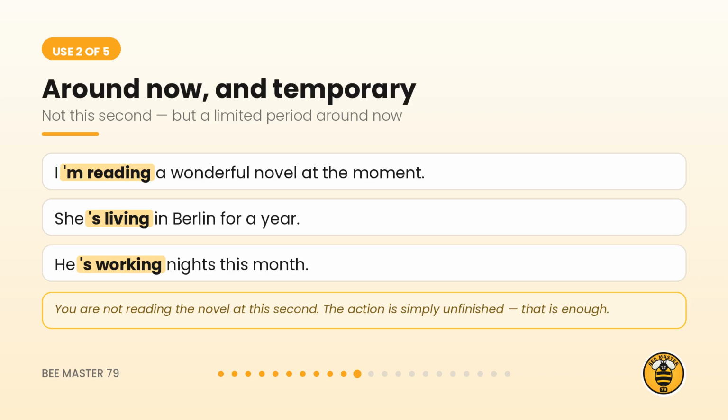Use number 2 is wider, and learners often miss it. The action is not happening this second, but it is unfinished and it is temporary. I'm reading a wonderful novel at the moment. You are not holding the book right now. The book is simply not finished, and that is enough. She's living in Berlin for a year. He's working nights this month. In each one, there is a beginning and an end in sight. Temporary. That is the flavor of this tense.